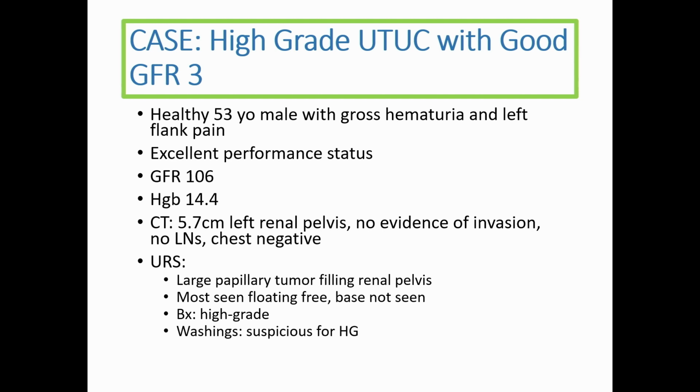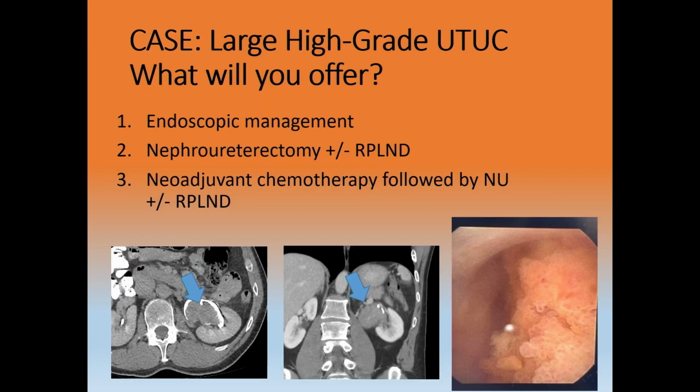It's mostly seen floating around, but we couldn't really see the base of it because it was so big. Biopsy was done showing high grade, and the washings are suspicious for high grade. Here's the CT and the endoscopic picture. Can I ask a question? If you have a huge tumor that's got a small pedicle floating around, does that predict that it's not as dangerous?